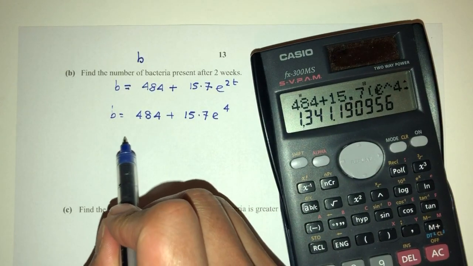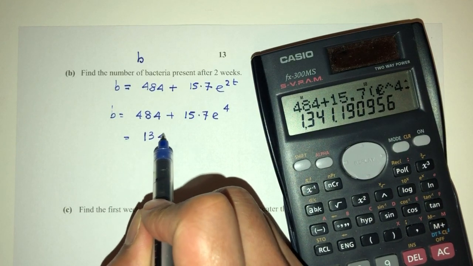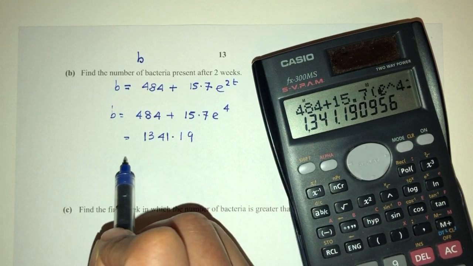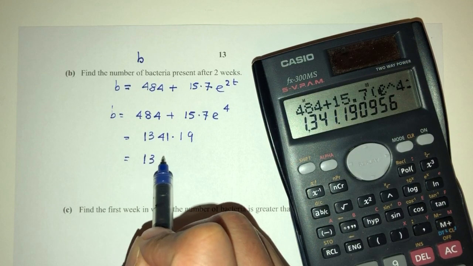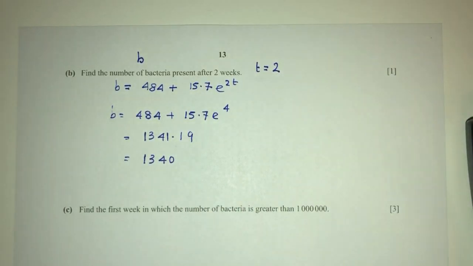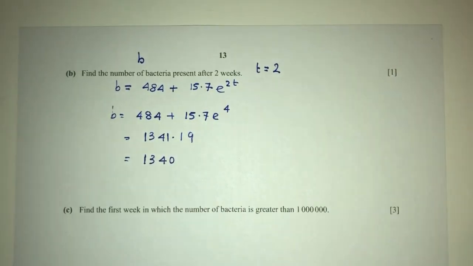That will be 1341.19. So to 3 SF, that will be 1340 for the bacteria after 2 weeks.